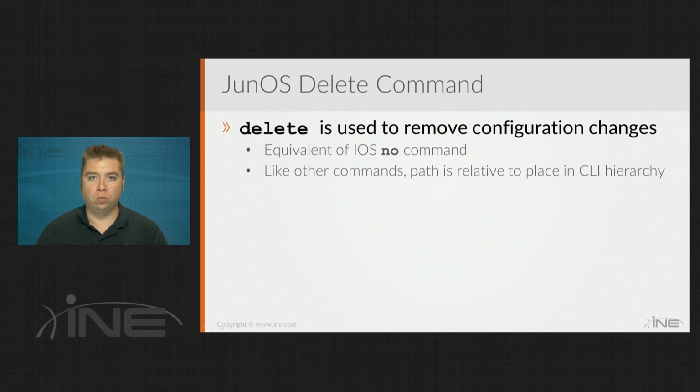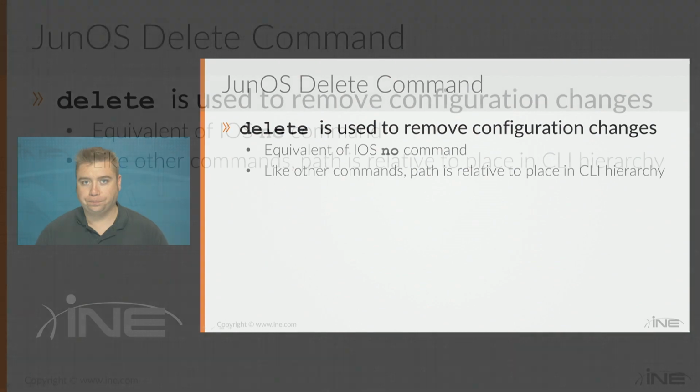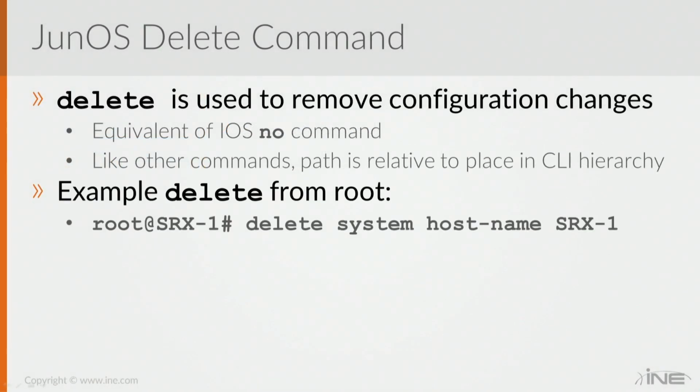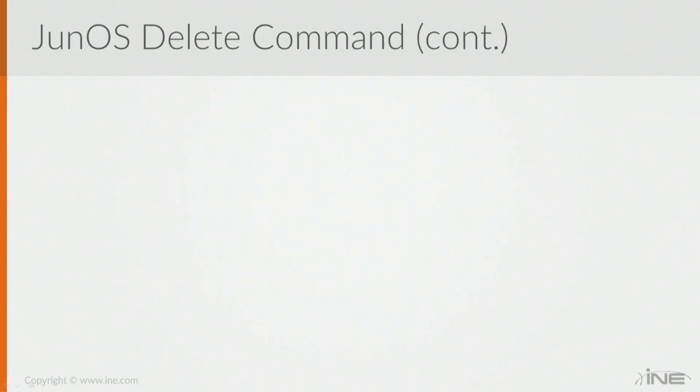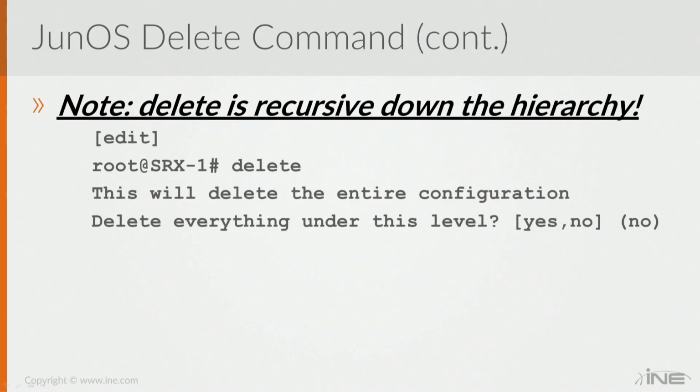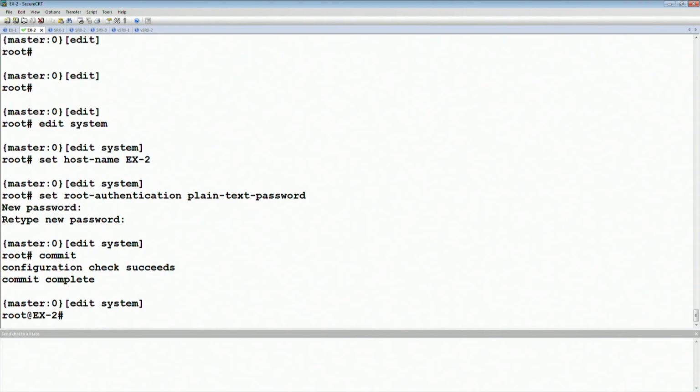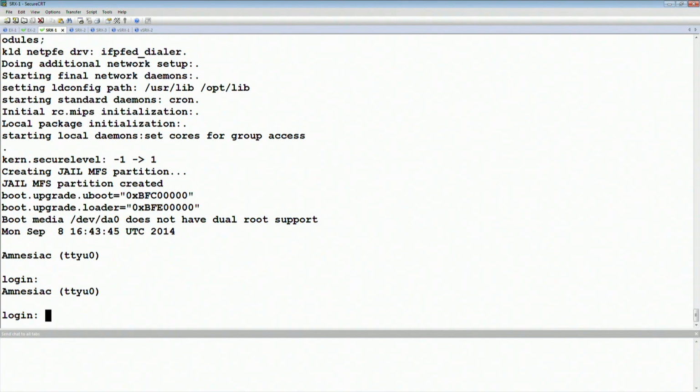So if you were to be at the root level and simply say delete, it means you want to delete everything under that, or basically delete the entire configuration. Here, if we wanted to remove the host name, we could say delete system host-name from root. If we were already under system, if we said edit system first, then we could say delete and then whatever that particular variable is. But like I mentioned, the one big thing to remember about the delete command is that it's recursive downwards.